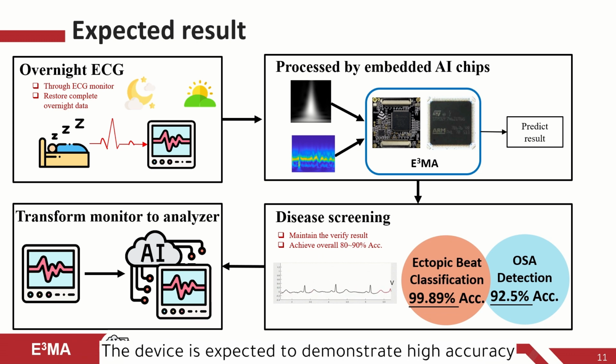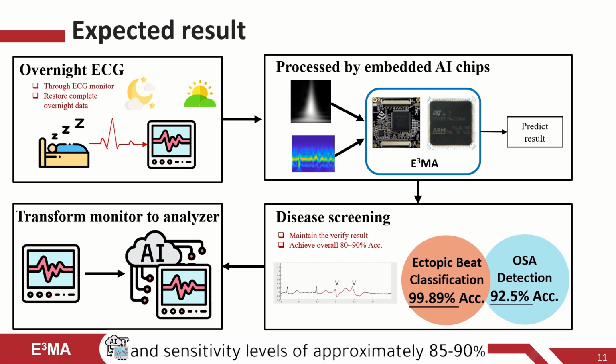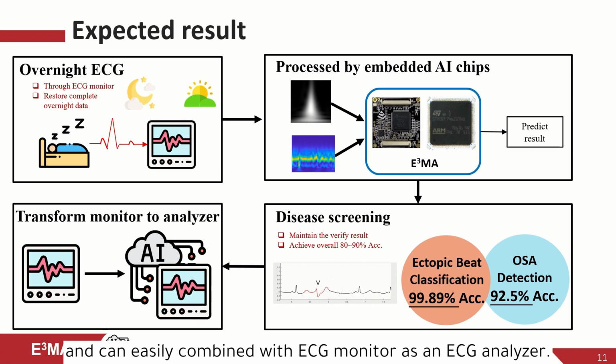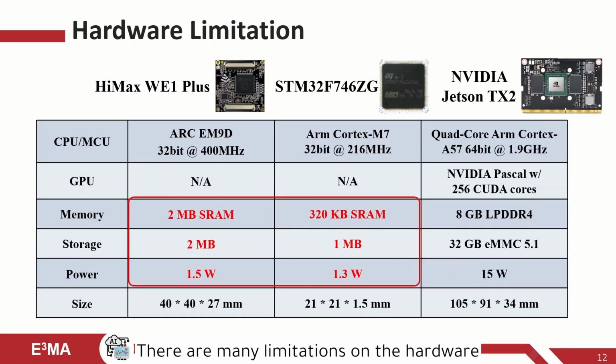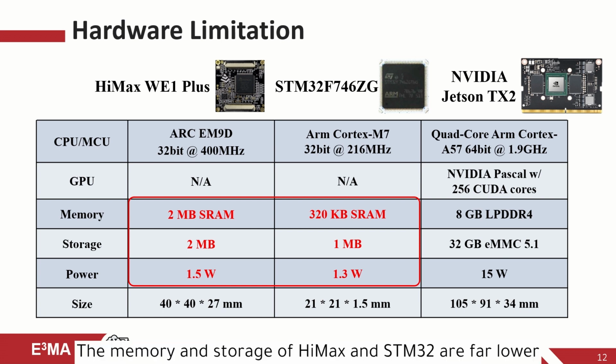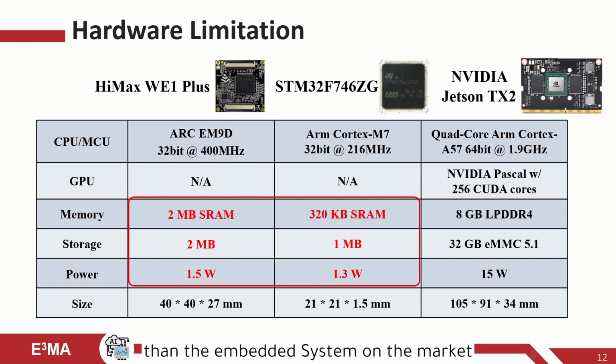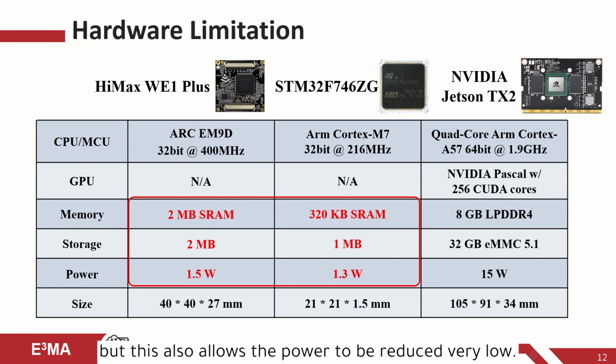The device is expected to demonstrate high accuracy and sensitivity levels of approximately 85 to 90% and can easily combine with ECG monitor as an ECG analyzer. There are many limitations on the hardware, mainly on memory, storage, component size, and power consumption. The memory and storage of HiMax and STM32 are far lower than the embedded system on the market, and the processing speed is relatively low, but this also allows the power to be reduced very low.